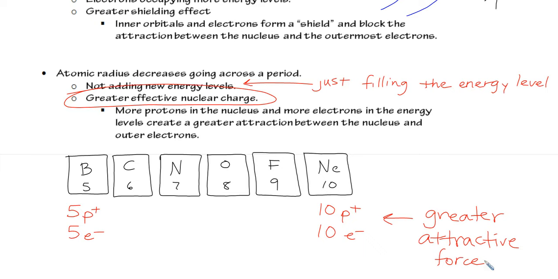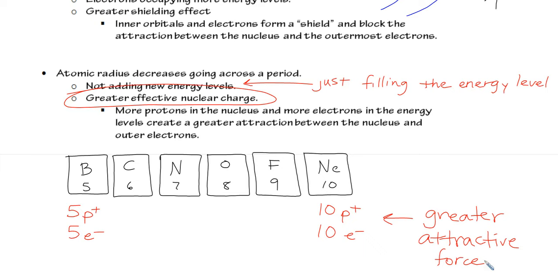So as I go across, and I'm not changing the energy level, all of those added electrons are going into the same energy level as I go from boron to carbon to nitrogen all the way over to neon. Yes, I'm adding an electron, but they're all going in the second energy level. They're all filling the 2p orbitals. The most important reason why these atoms are getting smaller is because the nucleus becomes more positive. Greater effective nuclear charge means just that. The nucleus is becoming more positive, and it's going to have a stronger attraction to the electrons that are all in the same energy level.